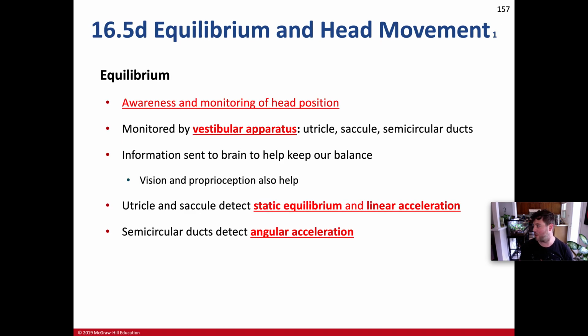Okay, now getting into equilibrium and head movement. Equilibrium is an awareness and monitoring of head position. It's monitored by the vestibular apparatus, which is the utricle and the saccule, and the semicircular ducts. These are two other portions of the bony labyrinth within the inner ear. Information is sent to the brain to help keep our balance. Vision and proprioception also help, our proprioceptors in our joints and then that visual pathway. The utricle and the saccule detect static equilibrium and linear acceleration, while the semicircular ducts detect angular acceleration.